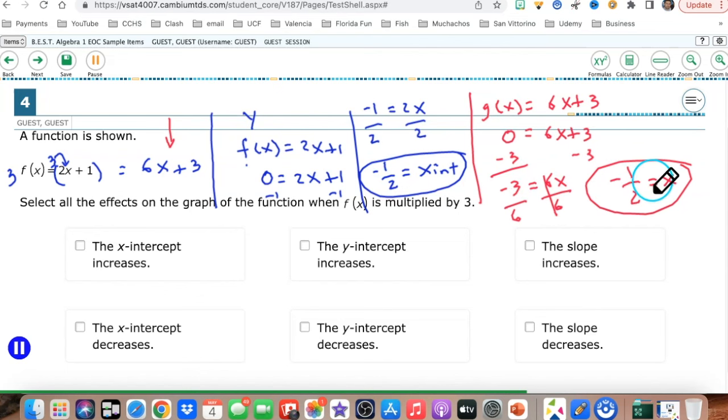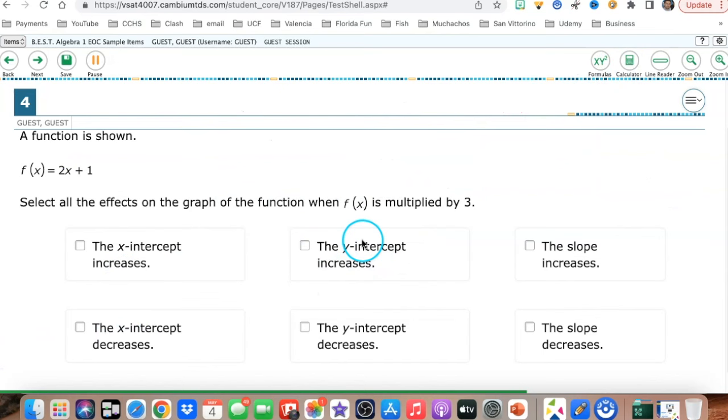Now, did the x-intercept change? It didn't. So the only two choices that I have here are increases or decreases, so I don't have to do any of them. Next, the y-intercept: increases or decreases. Remember, my new function was g of x equals 6x plus 3.